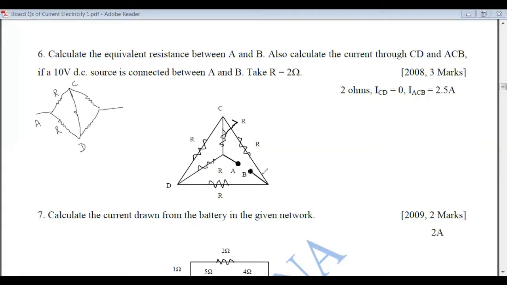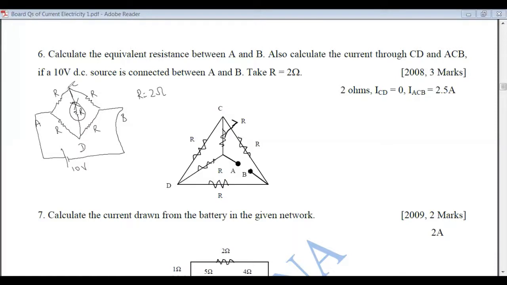Again from the point B, you can see that the current is dividing in these two branches. And this AB is connected to a 10 volt DC source, and given that R is equal to 2 ohms. Now here we see that R upon R is equal to R upon R. That is, it is the balanced condition of the Wheatstone bridge. It means no current will flow through this CD arm.